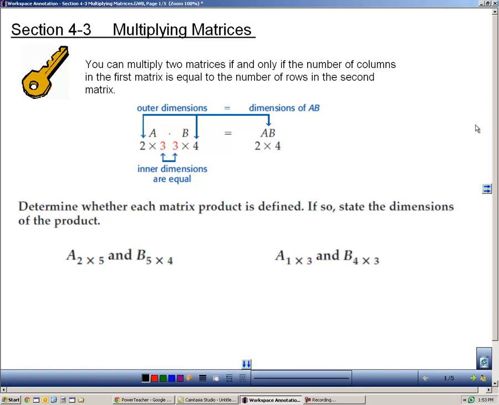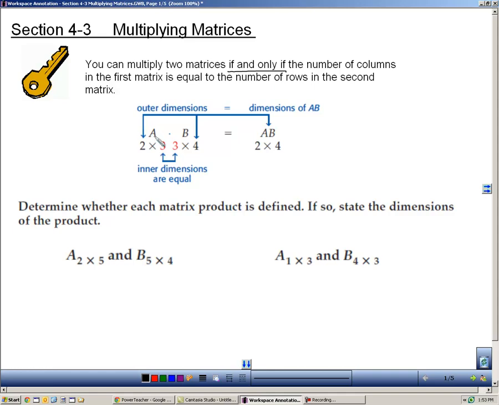Section 4.3 is about multiplying matrices, not just multiplying them by a scalar that we learned in Section 4.2, but now we're going to multiply two matrices together. The key to doing this is that you can multiply two matrices if and only if the number of columns in the first is equal to the number of rows in the second.